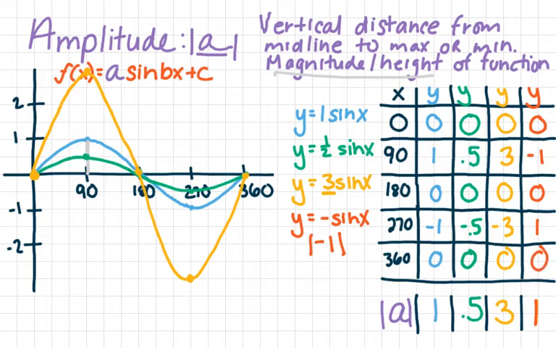To plot this graph, we can see our starting point of 0, 0, 90, negative 1, 180, 0, 270, positive 1, and 360, 0. When we compare this graph, our red graph, to our original parent function shown in blue, we can see that they are indeed reflections over the x-axis.